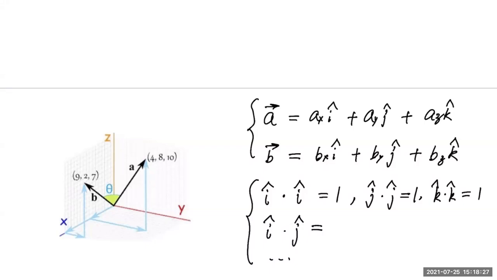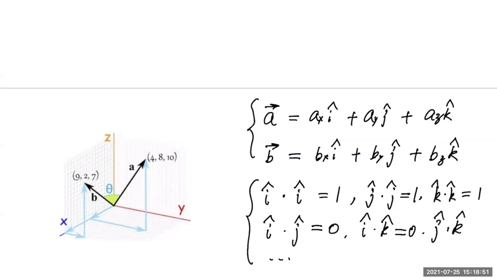Now, what about i dot j? i and j are perpendicular to each other. So instead of cosine 0 degrees, you get cosine 90 degrees. That, of course, is 0. So any two vectors that are perpendicular to each other, their dot product is 0. i and j are no exception, and j and k is also equal to 0. j dot k equal to 0. i dot k equal to 0, and j dot k equal to 0.